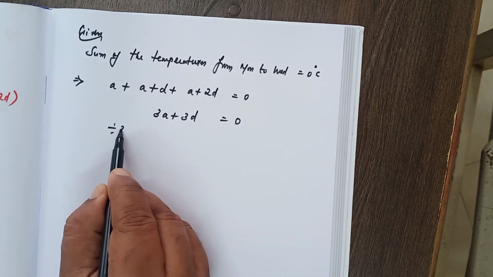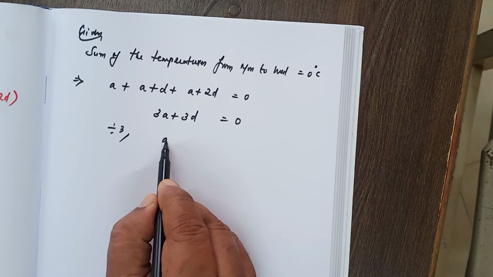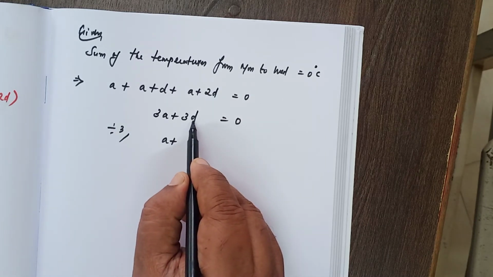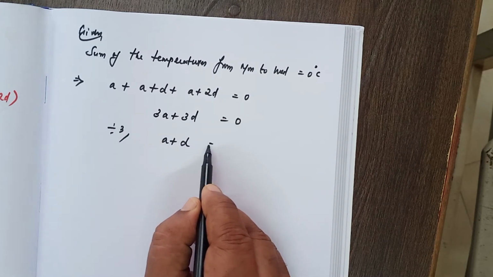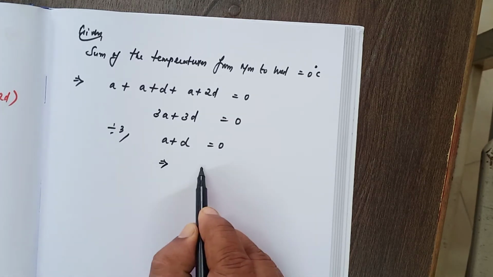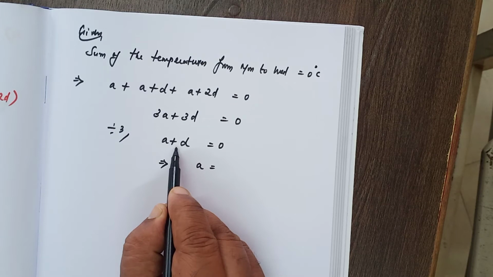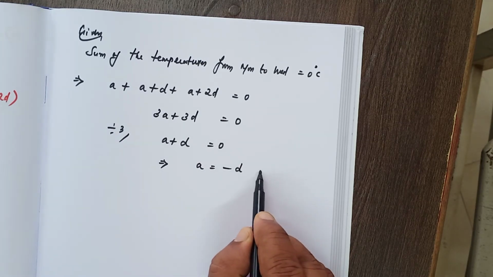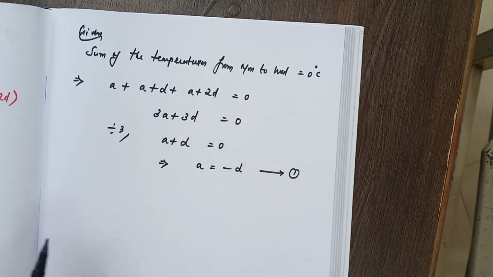Now we can divide by 3. If we divide, 3 gets cancelled, A plus D is equal to 0. Which implies I am retaining A on the left hand side, and D goes to the right hand side, A is equal to minus D. Let it be equation number 1.